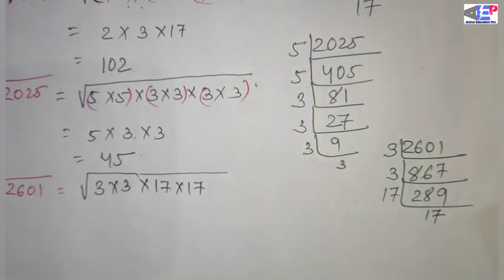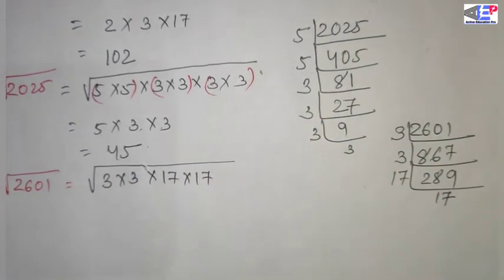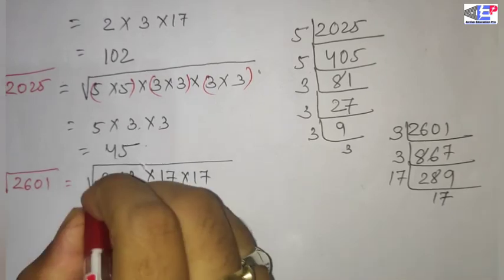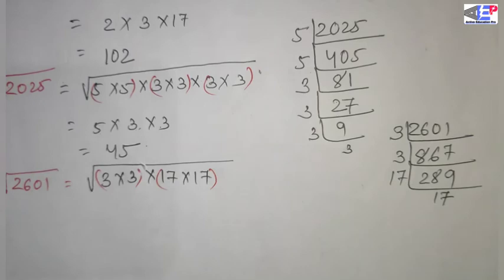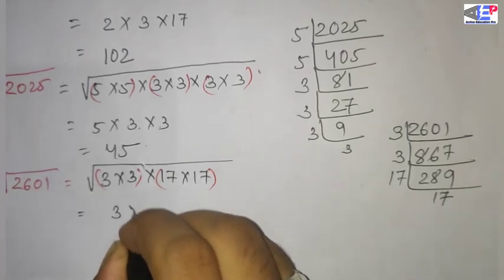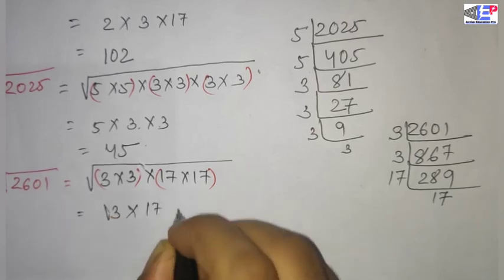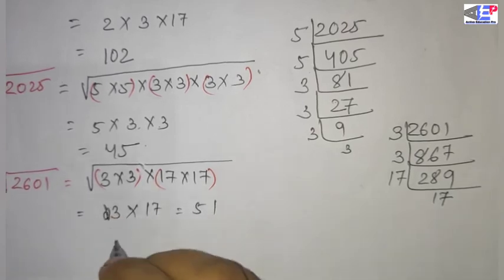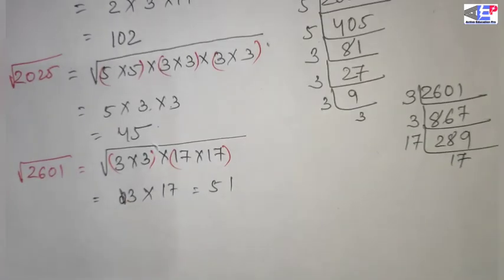2601 can be expressed as the product of 4 prime numbers: 3 into 3 into 17 into 17. Make pairs of these numbers and then extract one number from each group. 3 into 17, which is 51. So 3 into 17 is equal to 51.